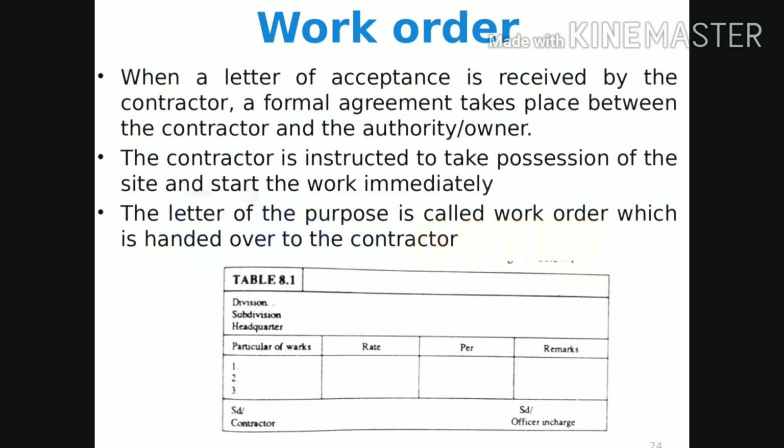Work order. When a letter of acceptance is received by the contractor, an agreement takes place between the contractor and the owner. The contractor is instructed to take possession of the site and start the work immediately. This letter is called the work order. A sample of the work order is shown below.